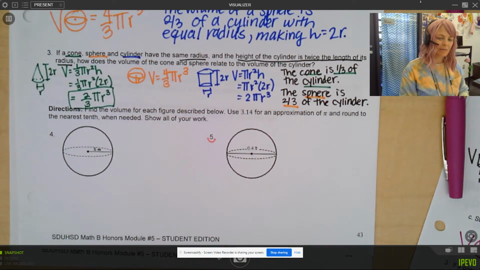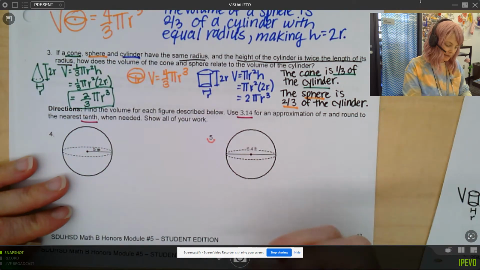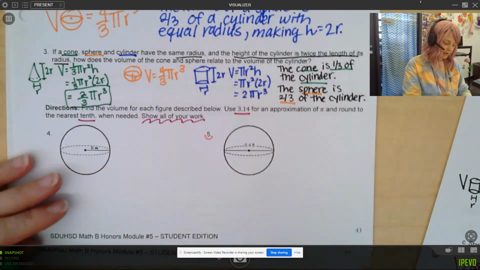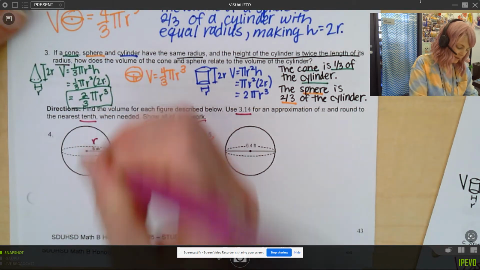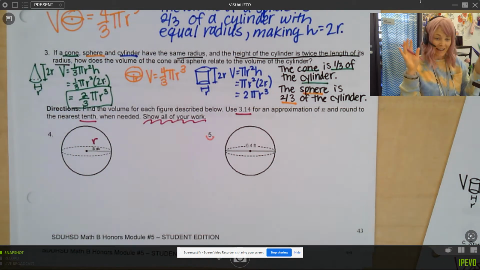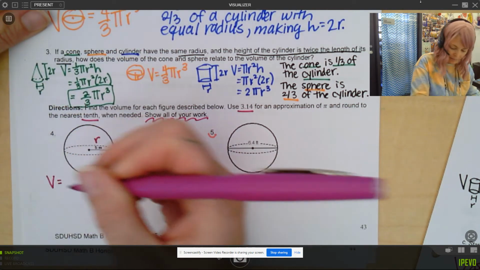It says find the volume of each figure described below. Use 3.14 for an approximation for pi and round to the nearest tenth when needed. Show all your work. So I'm going to do 4 with you. Taking a look at 4, my radius is 5, and it's important to avoid that diameter monster. So I always like starting with writing my formula.